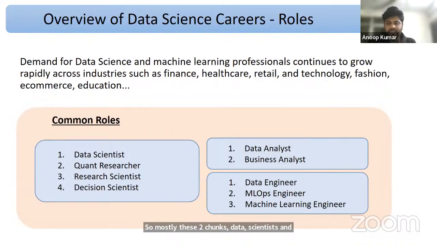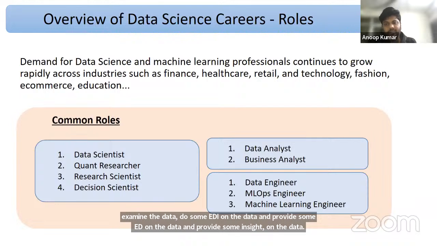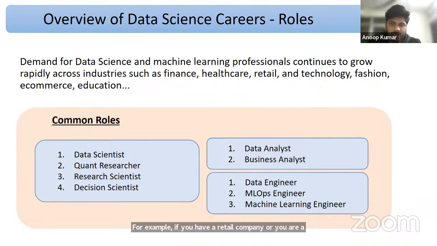The major difference between these two kinds of roles is that an analyst is one who will examine the data, do some EDA on the data, and provide some insight. For example, if you are a retail or e-commerce company and the board or the CXOs want to know in which cities which top three products are selling fast, that analysis of the data will be done by a data analyst or business analyst.